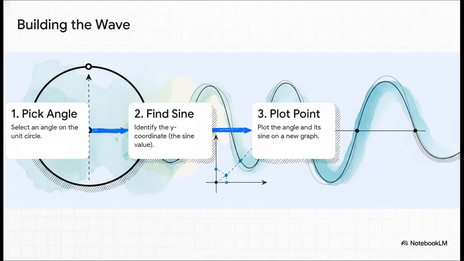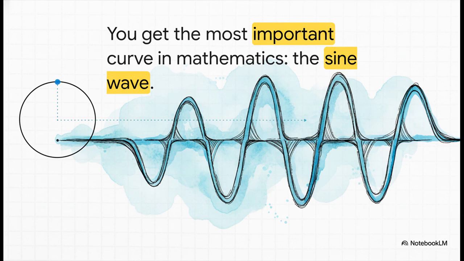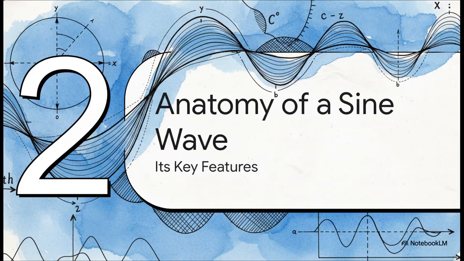You know, the process here is actually super simple. All we're doing is tracking the height of that point as it moves. For every angle we pick, we find its sine, that y value, and we just plot it on a totally new graph. The x-axis on our new graph is just going to be the angle itself. So what happens when you do that for every single point all the way around the circle? Well, you get this. The sine wave. It's this perfect, smooth, repeating curve. This is literally the circle's vertical journey, just unrolled and laid out flat. Pretty cool, right?